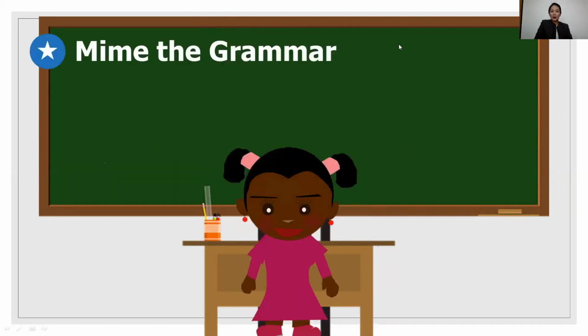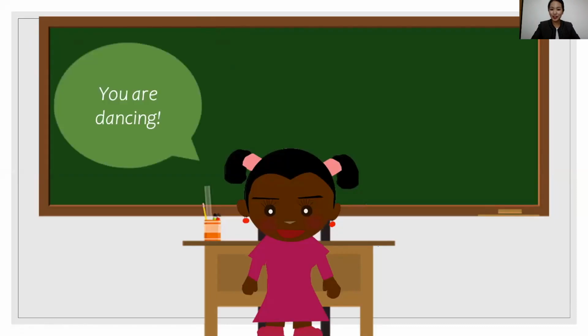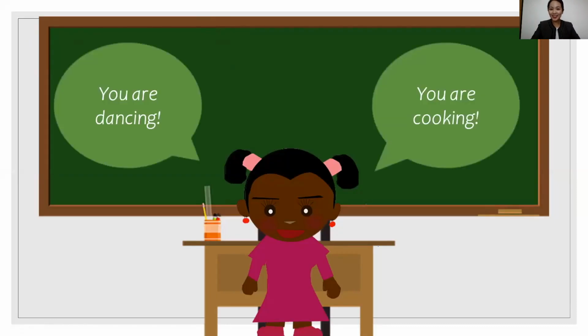All right, so this is a mime grammar activity for learning the progressive. You can ask your students to come out, and one of your students does some motion while the other students ask, what am I doing? What am I doing? Like this. So your students will say, you are dancing, you're cooking. So they will answer, and they will have the chance to use the target grammar.